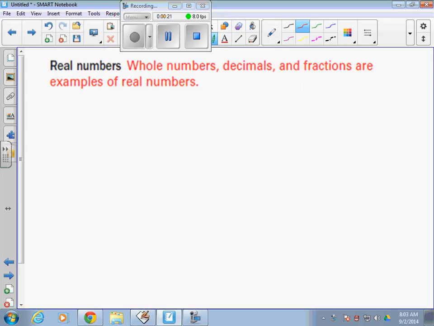The first one is, what are real numbers? Everything we deal with in this class will be considered real numbers. Everything that you've typically worked with throughout your entire math career and mostly in your entire life would be considered a real number. Here's an example of something that is not a real number, because most people don't understand this concept until they see this.